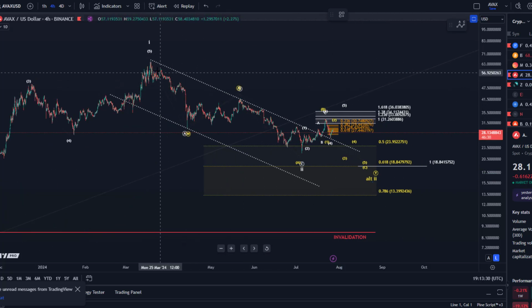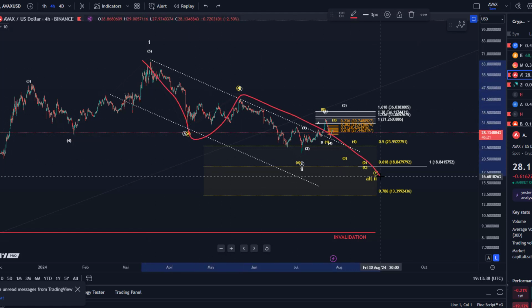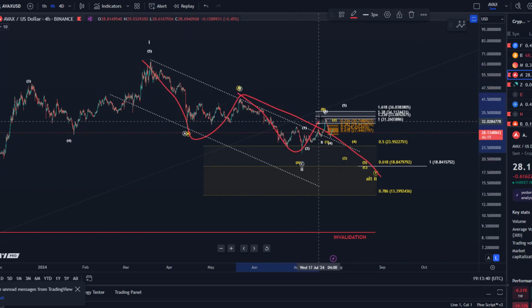In the more simple interpretation, we have an A, B, C structure. In a more complex interpretation, we have a W, X, Y, and the Y wave is an A, B, C. And we might have started wave C to the downside in the yellow count.